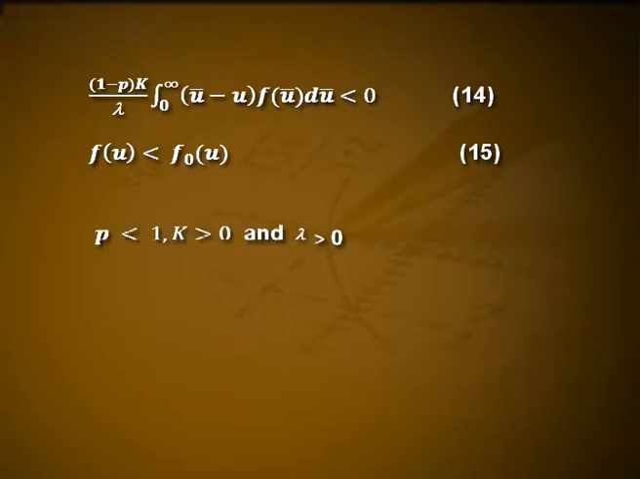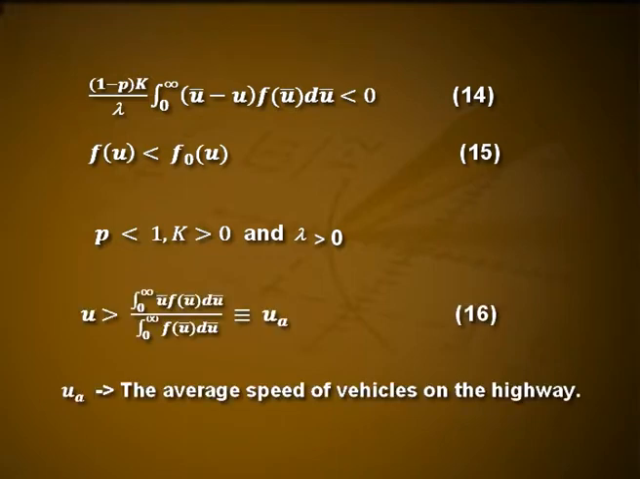Since p less than 1, k greater than 0 and lambda greater than 0, equation 14 is equivalent to u greater than integral 0 to infinity u bar f of u bar du bar divided by integral 0 to infinity f of u bar du bar, which is identically equal to ua, where ua is defined to be the average speed of vehicles on the highway. For u less than ua, we have f of u greater than f naught of u.